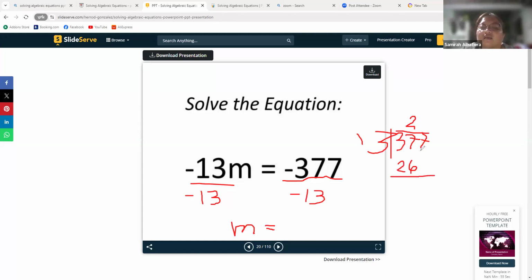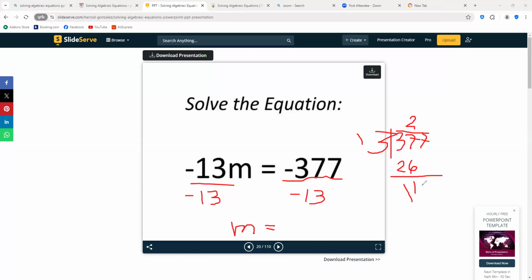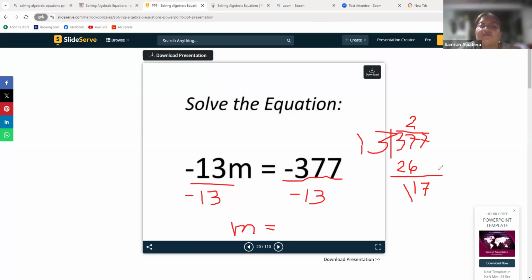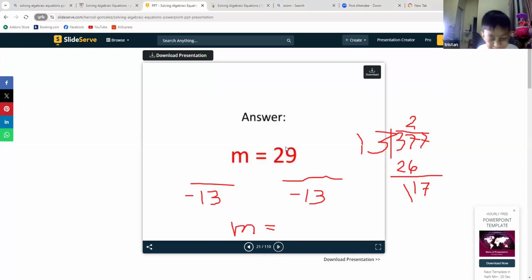2 times 13 is 26. 3 times 13 is 39. 4 times 13 is 52. 5 times 13 is 65. Okay, so it will be very long, so you need to divide it. We will reveal the answer.